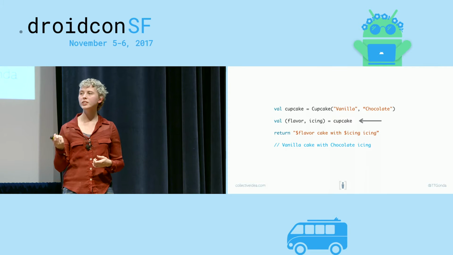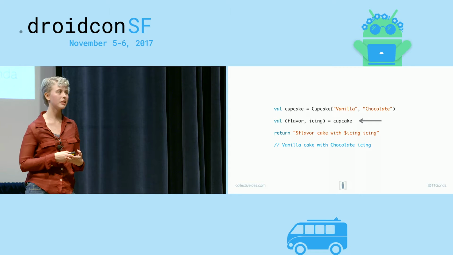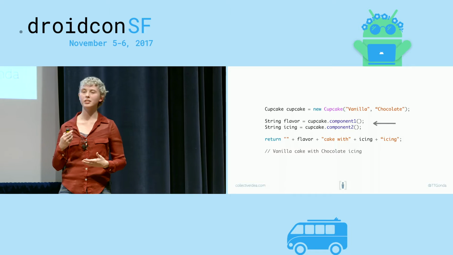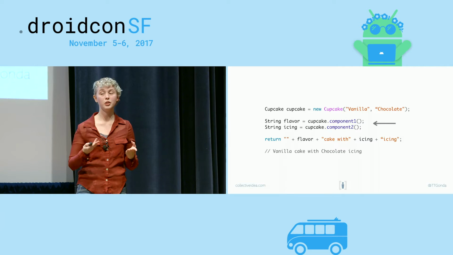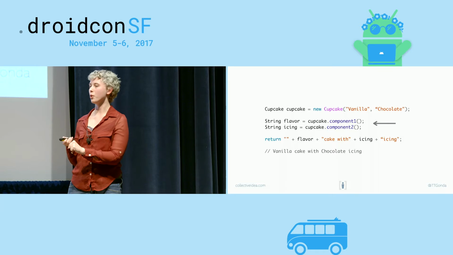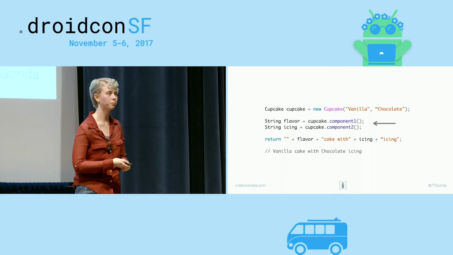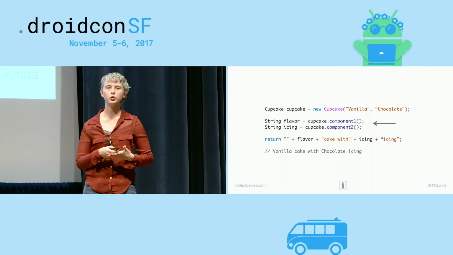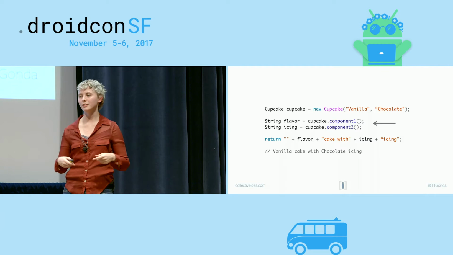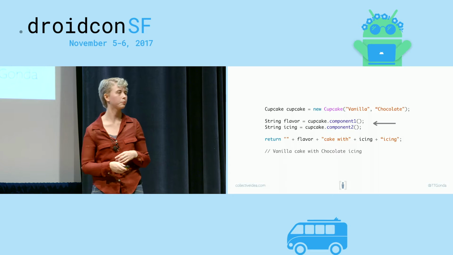So what does this look like when we decompile the bytecode? What is this doing? And it's not real tricky. We're just assigning the two variables on two different lines. Flavor is being assigned from cupcake.component1, and icing is from cupcake.component2. So nothing too tricky under the covers. And then we just do the rest the same, use them as you would anything else.